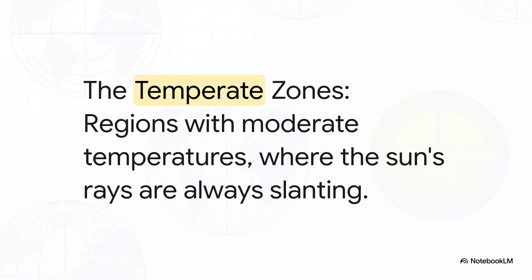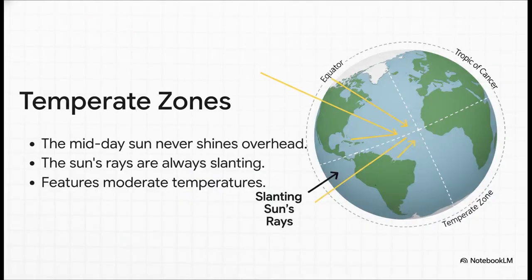Okay, now let's move a little further away from the equator, either north or south. Here, we get into the temperate zones. And there's a pretty good chance this is where you live, since a huge chunk of the world's population does. The key thing about the temperate zones is that the sun is never directly overhead. Its rays always hit the ground at an angle. Think about a flashlight. If you point it straight down, you get a small, intense circle of light. But if you angle it, the light spreads out and is less intense. That's exactly what's happening here. And that's what gives us those more moderate, mild temperatures.